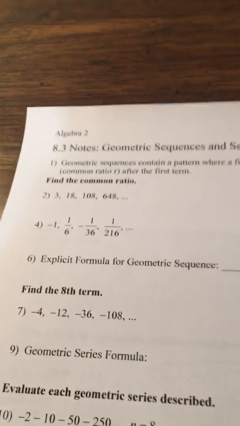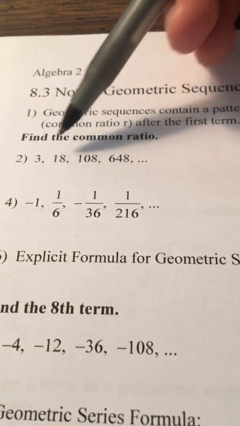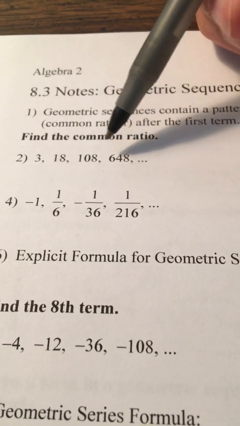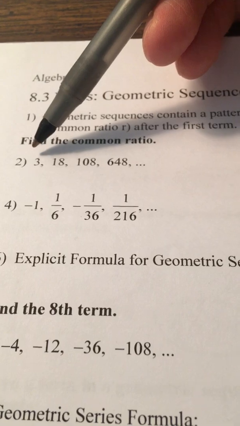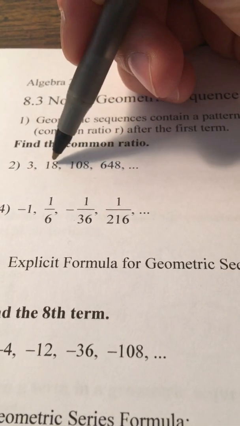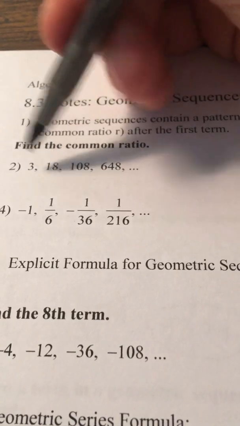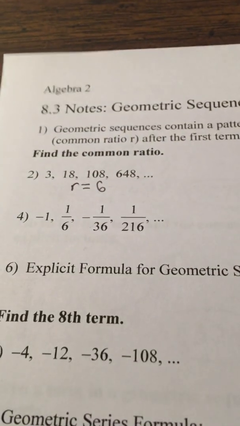So first of all, just find the common ratio. Looking at example 2, 3, 18, 108, 648. I want to know what's being multiplied each time. Now you should already know 3 times 6 gives you 18. But if you didn't know that, you could always just divide any term by the term in front of it. 18 divided by 3 gives me 6. That's my common ratio. R equals 6.